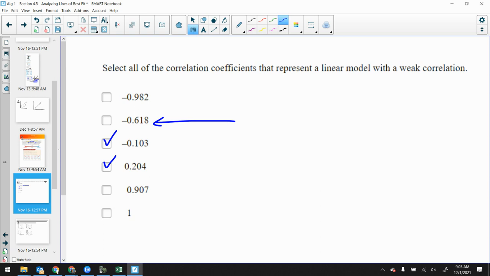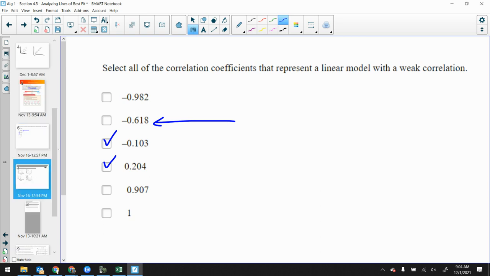Okay? So they would characterize this as a strong correlation. So this box gets left unchecked. Okay? If they had an answer there of 0.495, you would check that box because that's a weak correlation. Anything between 0.5 and negative 0.5, they would characterize as a weak correlation. So these are our answers here. We would leave this one unchecked.